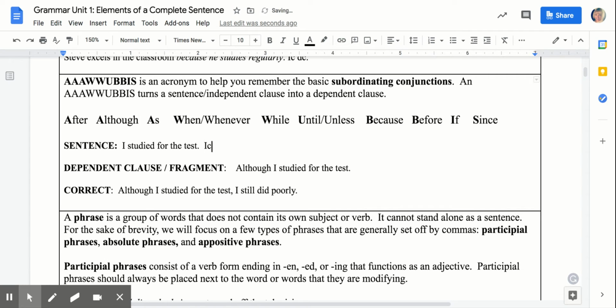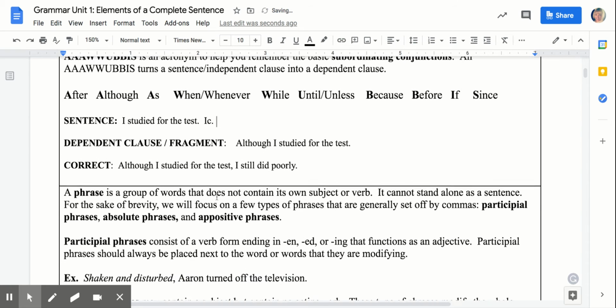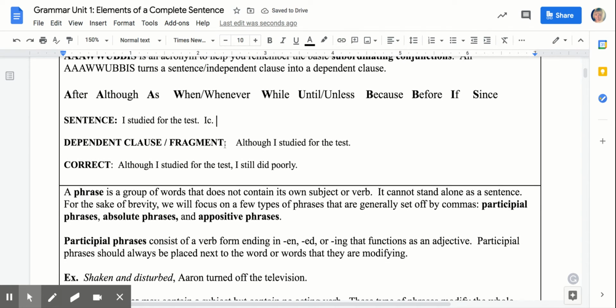We just have a basic IC right there. Then we can add a dependent clause, which, if it's standing on its own, means it's a fragment, and we want to avoid fragments. Something like, although I studied for the test. So we have our subordinating conjunction, although. We have I studied, right?